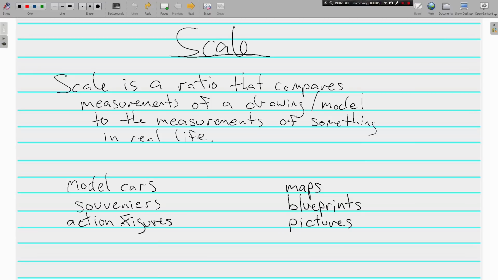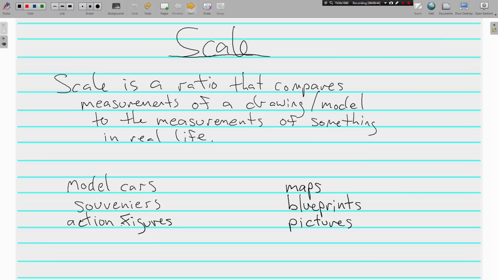It's one more thing that you can use proportions to do. Scale is a ratio that compares measurements of drawings or models to the measurements of something in real life. Scale figures are all around us, in model cars, souvenirs, action figures. Scale drawings are everywhere also. Anytime we look at a map, or blueprints of a building, or even pictures, are all created using scale. They are proportional reductions and sometimes enlargements of actual things.